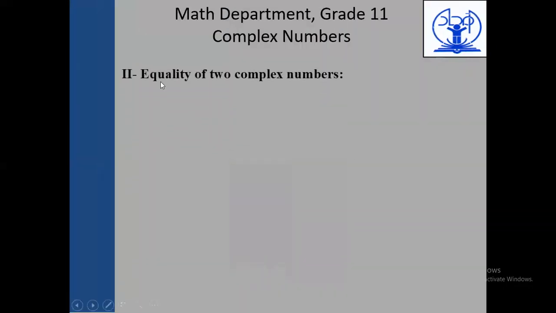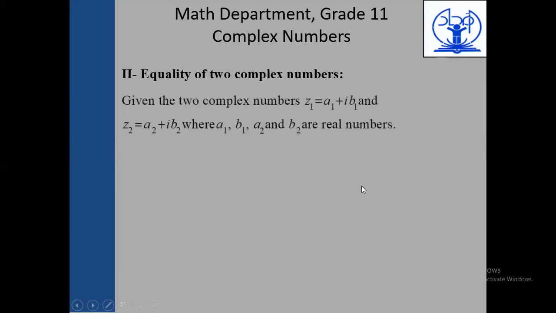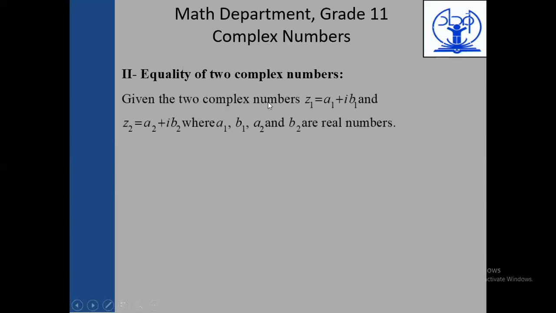Let's talk now about the equality of two complex numbers. When do we say that two complex numbers are equal? Given the two complex numbers, z1 equals a1 plus i b1, and z2 is another complex number, a2 plus i b2. For sure, all these a1, b1, a2, b2 are all real numbers.